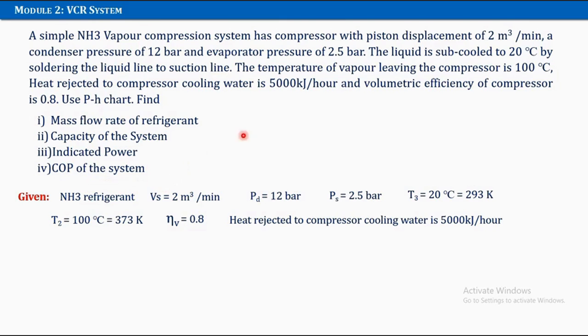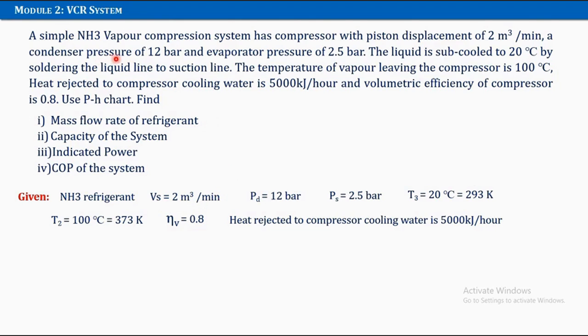Next, the piston displacement of 2 meter cube per minute is given. So I will indicate it as Vs, piston displacement Vs. It is also called swept volume. So Vs equal to 2 meter cube per minute.